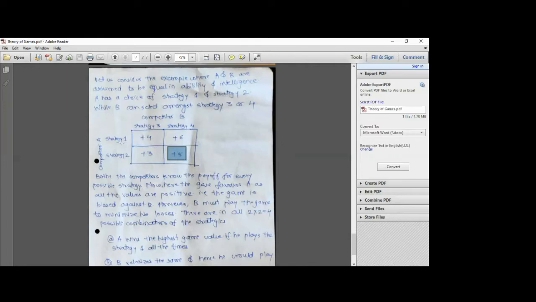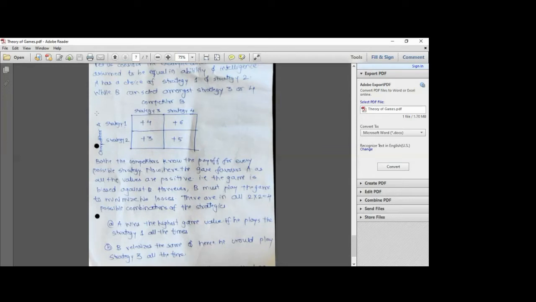Right? Now this particular matrix is already known to A and B. That means that both of these competitors know the payoff for every possible strategy. So the same line has been given here: both the competitors know the payoff for every possible strategy, and this matrix is known to competitor A as well as competitor B.